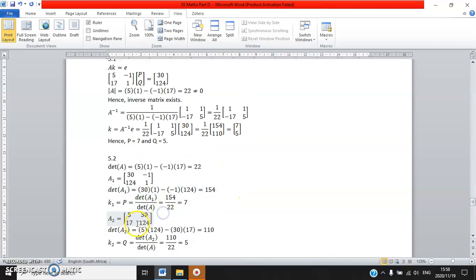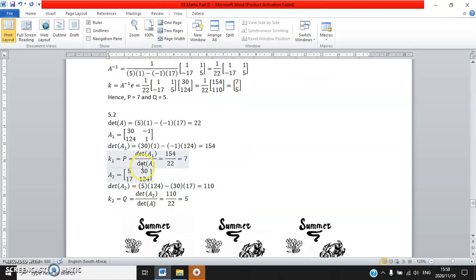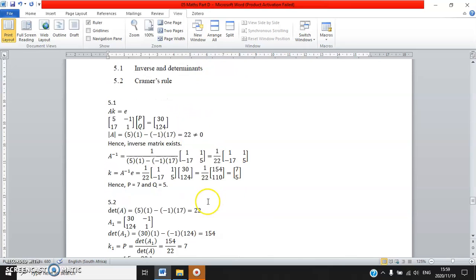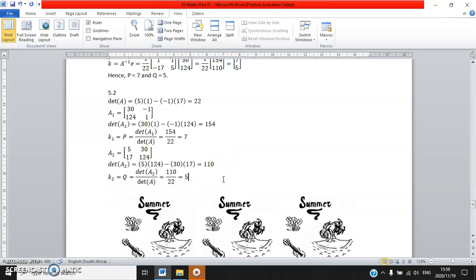Okay, and then the next new matrix A2, we replace the second column of matrix A with all the E column data. So you see the changes here, 30 and 124 in the second column. Then we derive the determinant of A2, 5 times 124 minus 30 times 17, 110. Then finally, your second unknown K2, which is your Q, is equal to the determinant of A2, 110, divided by the determinant of A, 22, then 5. Remember, we got the same answers previously. Okay.